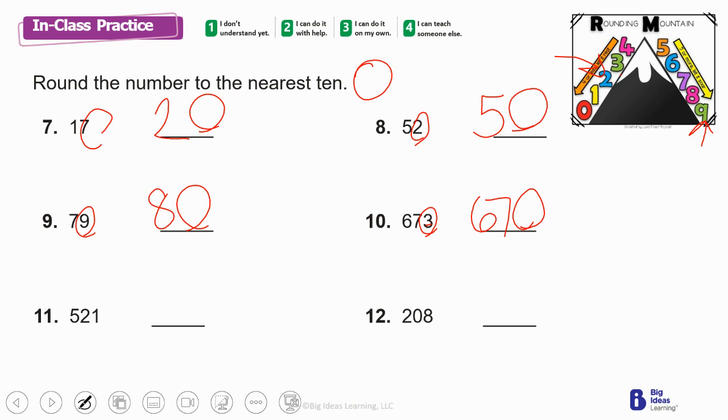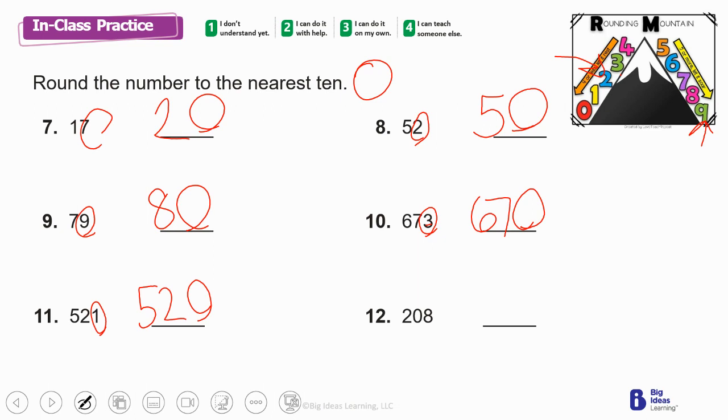All right, let's look at number 11. Look at the 1. The 1 tells the 2 to rest. So 5 and 2 are going to stay the same. And that 1 becomes a 0. Remember again, if I'm rounding to the nearest 10, I have to have a 0 at the end.